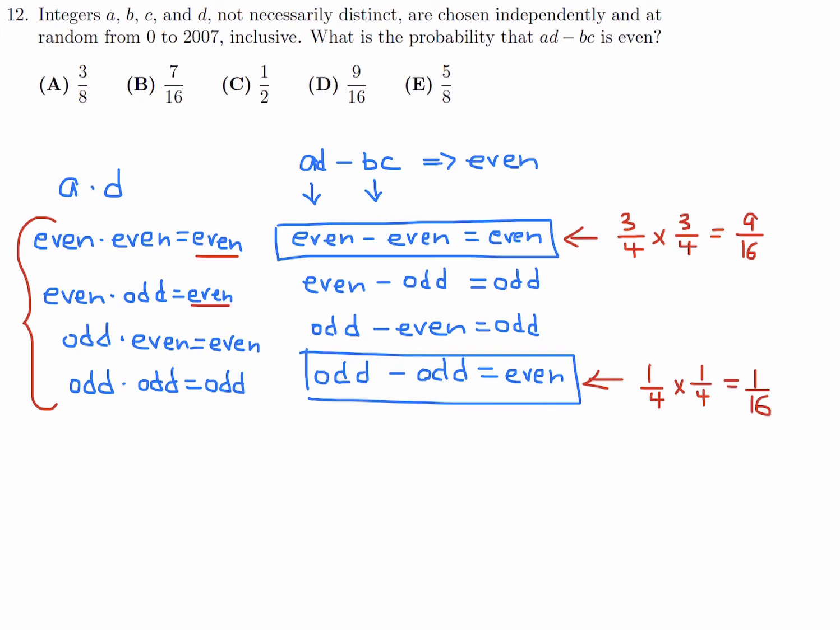So you want this scenario or this scenario, so you have to add those 2 probabilities. And if you do, you get 10 over 16, which in lowest terms is 5 over 8. So number 12, the answer is E.